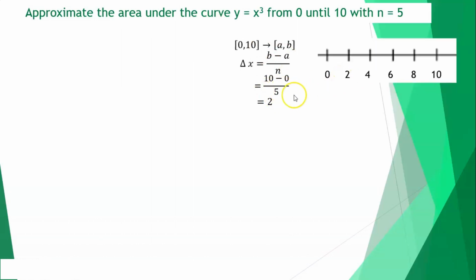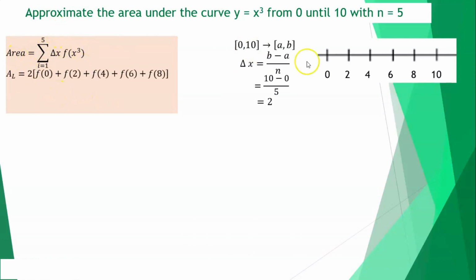So sketching this interval in the number line. So we start from 0, 2, 4, 6, 8 until 10. So making use of the left endpoints. So that would be the summation of the change of x times f of x cubed from 1 until 5. So take note from the left.